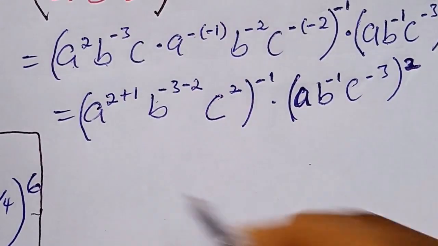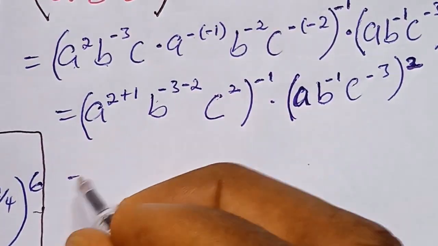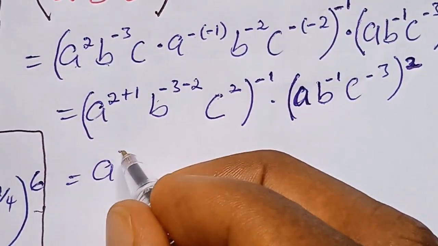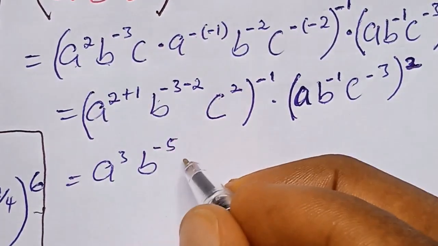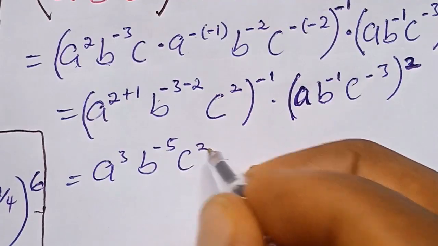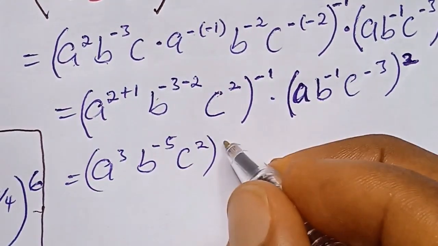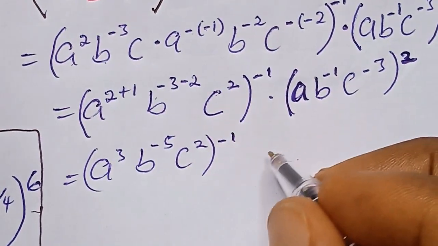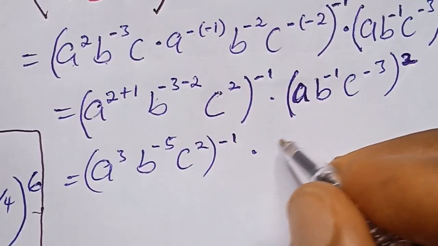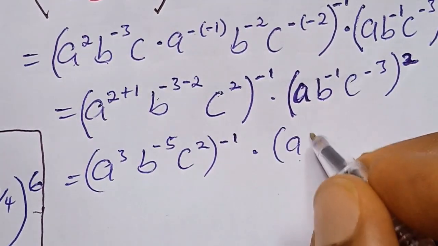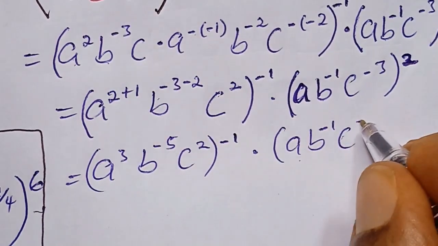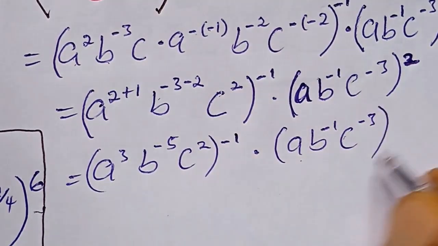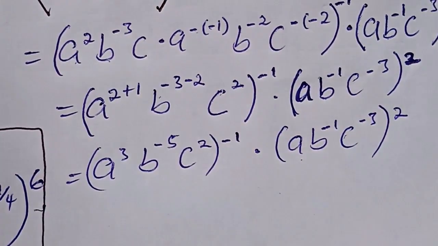So here we can simplify this. This is equal to a raised to power 3, b raised to power minus 5, and c raised to power 2. Close the bracket, raised to power minus 1. Then we have a multiplied by b raised to power minus 1 multiplied by c raised to power minus 3, raised to power 2.